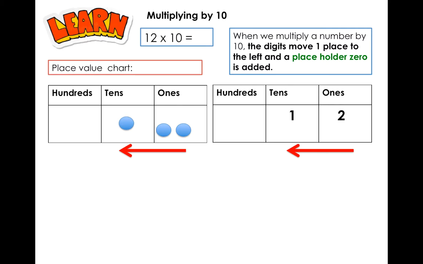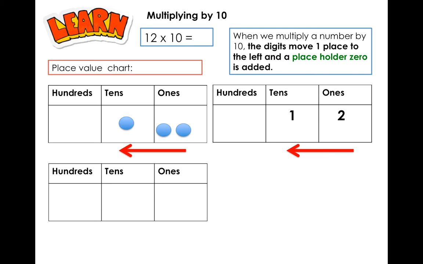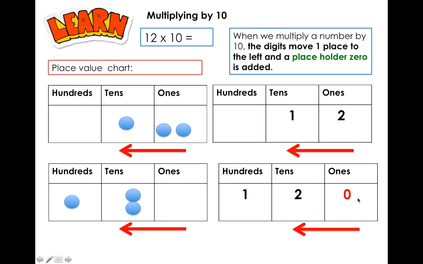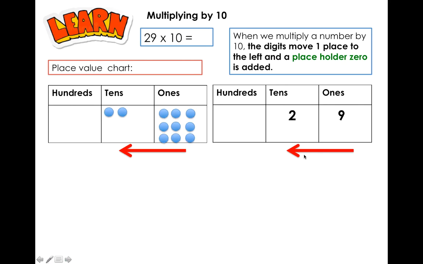Brilliant. Now let's look at 12 times 10. This time I've got 1 in my tens column and 2 in my ones column. When I'm multiplying by 10, my 1 is going to move into my hundreds column and my 2 ones are going to move into my tens column, because everything moves one place to the left. And again, what can you notice in the ones column? There's nothing there. To show that, we add a placeholder 0 onto the ones column to fill that empty space. Brilliant. So 12 times 10 equals 120.